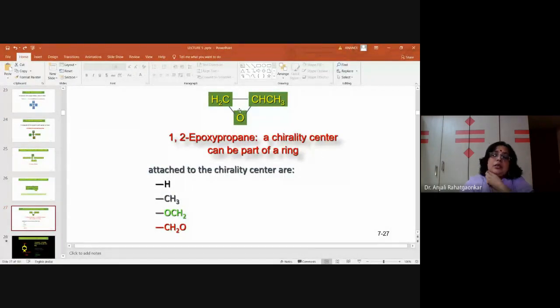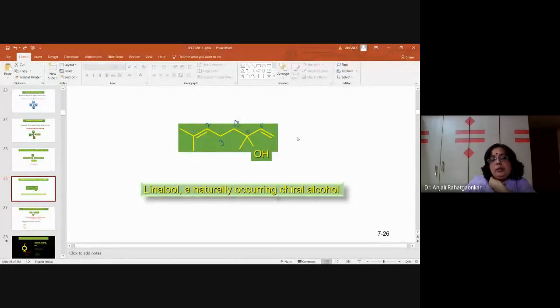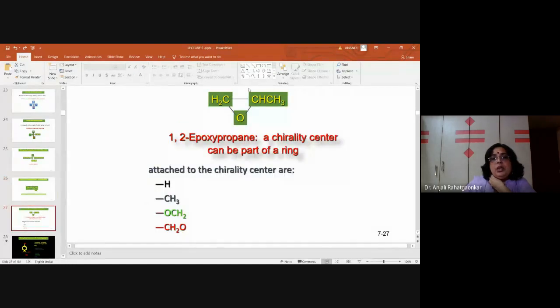Now this is a cyclic molecule, 1,2 epoxy propane. Propane means it is a 3-membered ring. A chirality center can be a part of it. Now अभी तक हमने जो है वो सिंपल देखे हैं. Now we are going to see in the ring also there are the chiral centers. Now which one is the chiral center? इसमें देखो अभी 3 कार्बन हमें दिखाई दे रहे हैं। इसमें से कौन सा कार्बन हमें chiral बताएगा? This carbon is achiral because connected with 2 hydrogens.